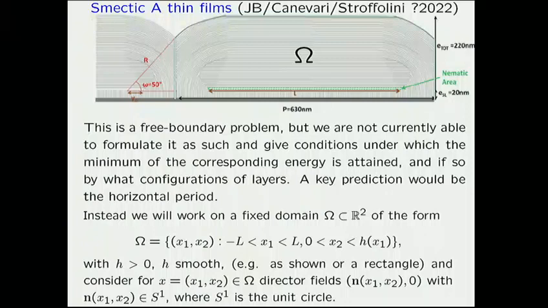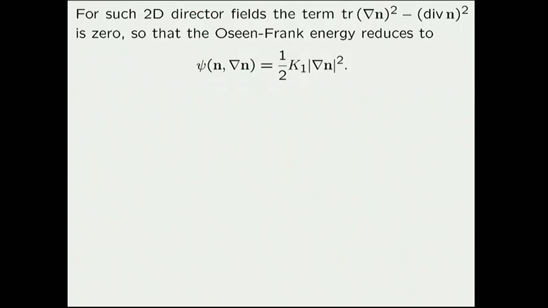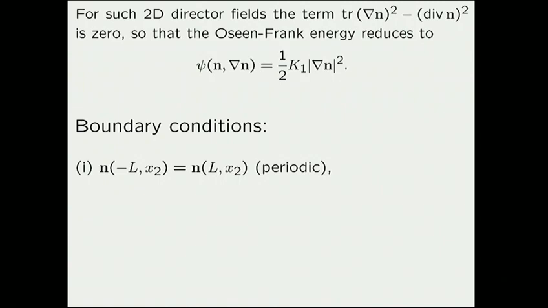So n is a unit vector in 2D. Now in this case the saddle-splay term vanishes in 2D, so the Oseen-Frank energy does reduce to this expression. Boundary conditions: on L and minus L, we'll just assume it's periodic, which is not brilliant, but okay.